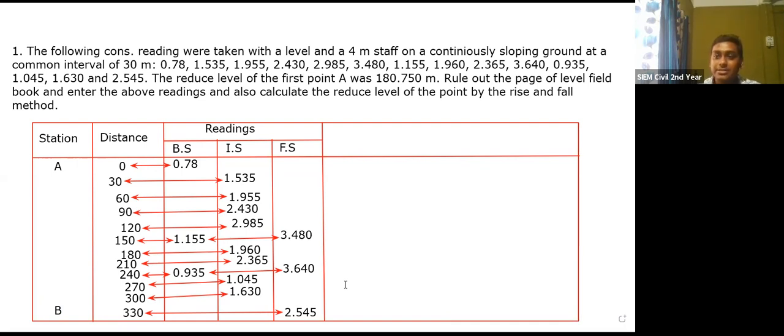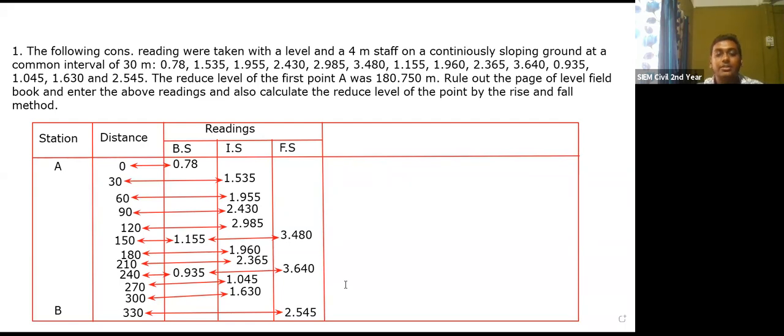So distance means, the question में देखो कि continuously sloping ground at a common interval of 30 meter. That means after 30 meter a person will take a reading after the 30 meter interval. So that means the first distance is 0 and after 30, after 60, 90, plus 30, that means 120, plus 30, that means 150, etc.